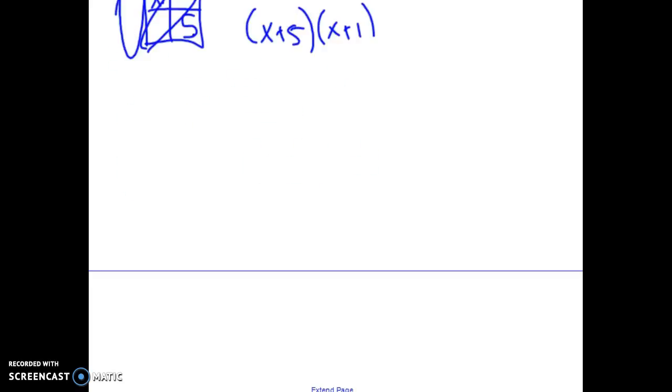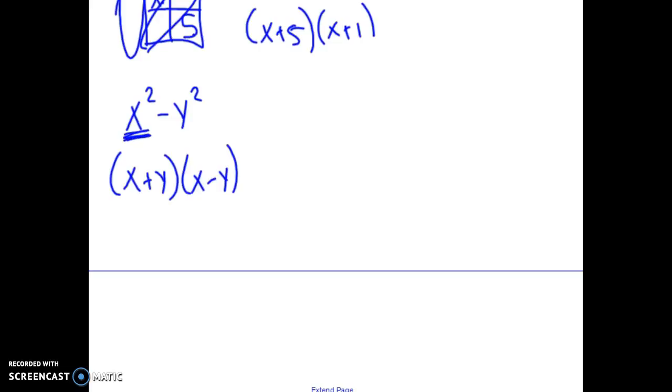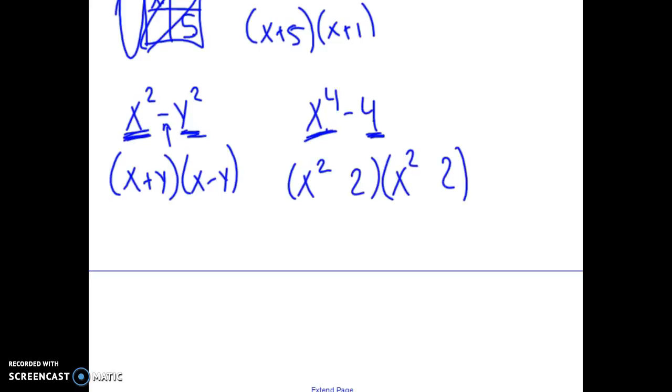You also have a difference of squares, anything in the form x squared minus y squared. And that factors into x plus y, x minus y. Remember, this needs to be a perfect square minus a perfect square. So if I had x to the 4th minus 4, this is a perfect square, and this is a perfect square. The square root of this is x squared, the square root of this is 2. A parenthesis with each, one has a plus, one has a minus.